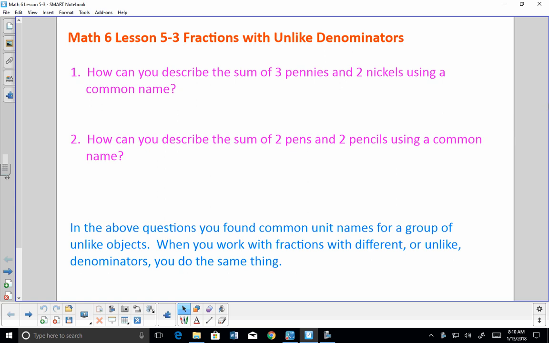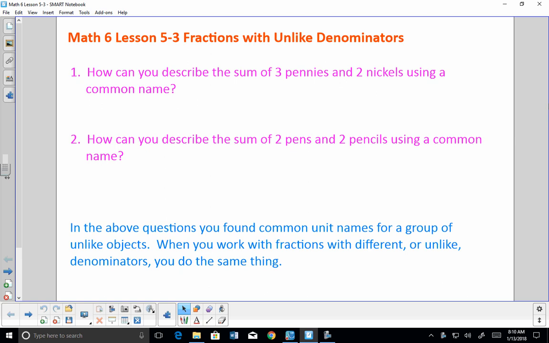This is Math 6, Lesson 5-3, Fractions with Unlike Denominators. I'm going to ask a couple of questions to see if you understand how to get things into the form that we need them today. We'll start with this first question, which simply asks, how can you describe the sum of 3 pennies and 2 nickels using a common name?